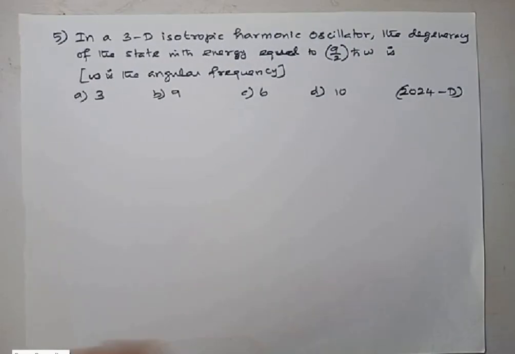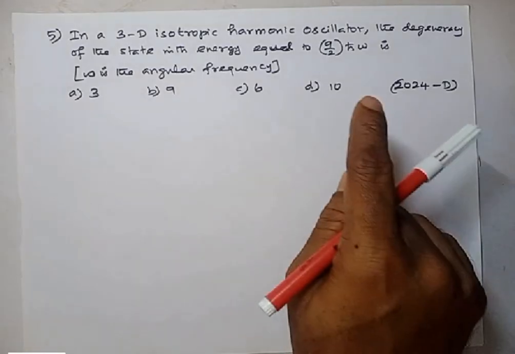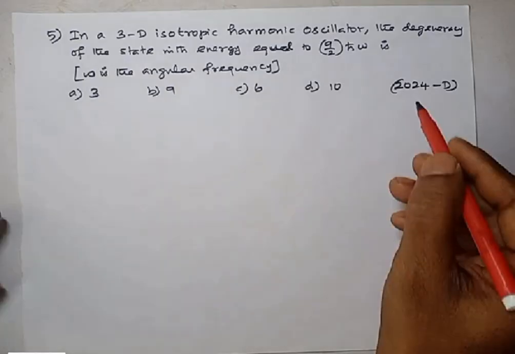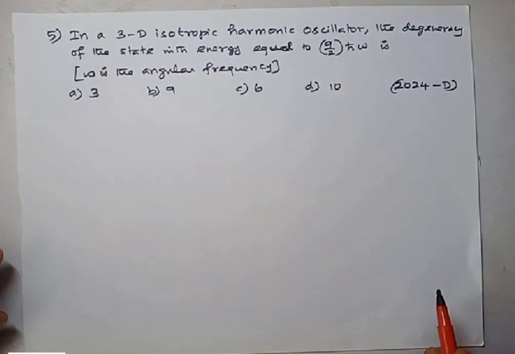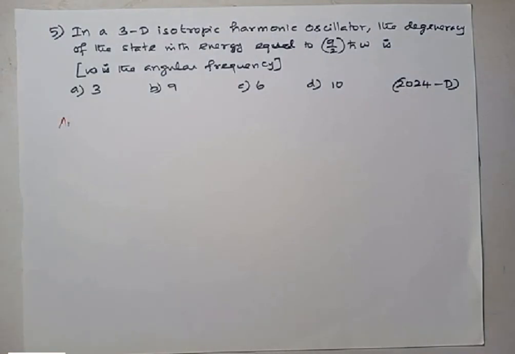Yes, students. Just go through this question. In a three-dimensional isotropic harmonic oscillator, the degeneracy of the state with the energy equal to 9 by 2 h cross omega is, where omega is the angular frequency. 4 options are given. Yes, how to solve this? And this question appeared in 2024 December. Yes, how to answer it?